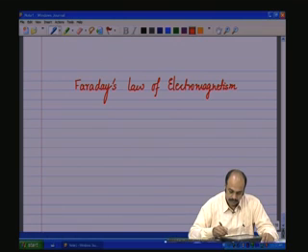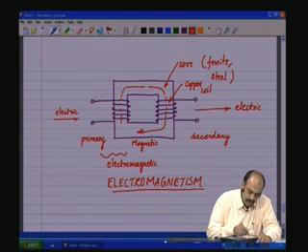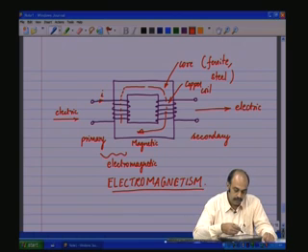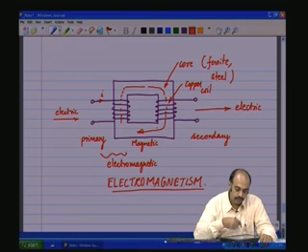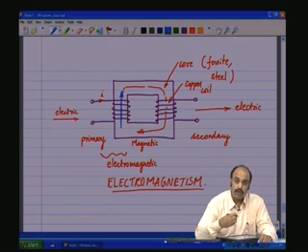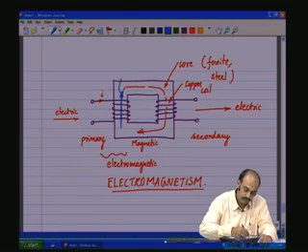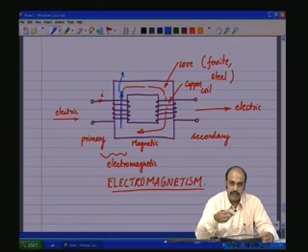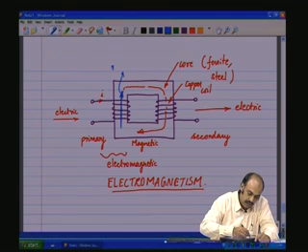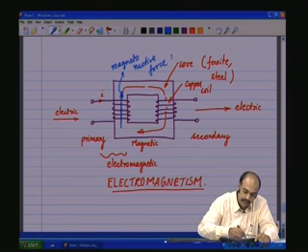He proposes a simple law. What it states is that if there is a flow of current in the coil, and if that coil is wound on a magnetic core, within the core there is a motive force set up. In the electric domain we call it the electromotive force; the voltage is the electromotive force which drives the current. In the magnetic domain a motive force gets developed, and that is called the magnetomotive force, or the MMF.